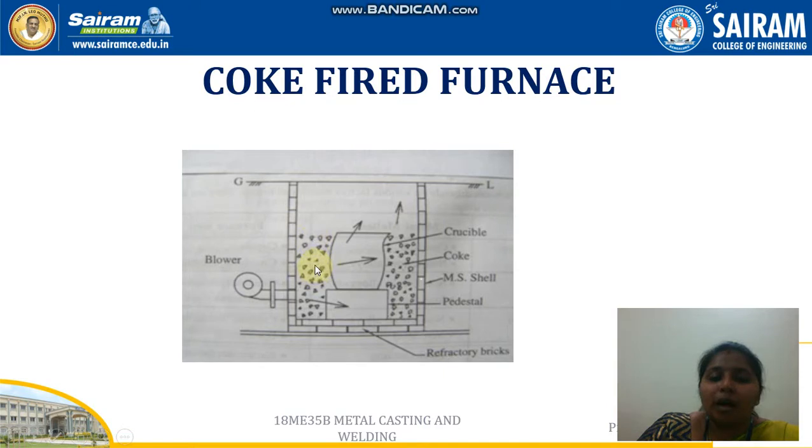So after placing the ingots, the raw material, in the crucible, the furnace is filled with the coke. So after filling with the coke, it is lit up to the fire, and once the fire is kept, a blower is used to produce more fire. So the blower gives more air which helps in igniting the coke. So the coke gets ignited and more heat is produced, which helps in melting the raw material placed in the crucible.